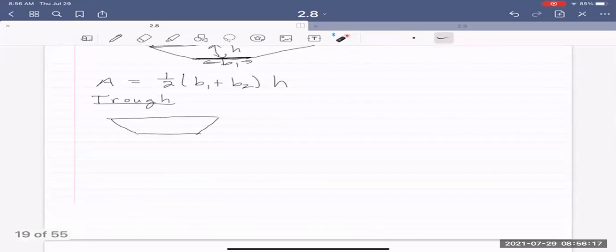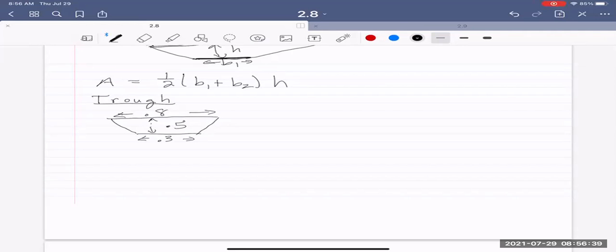Okay, so this is 0.5. Everything will be in meters. I'm not going to specify that. And this length here is 0.3 meters. And this is 0.8 meters.